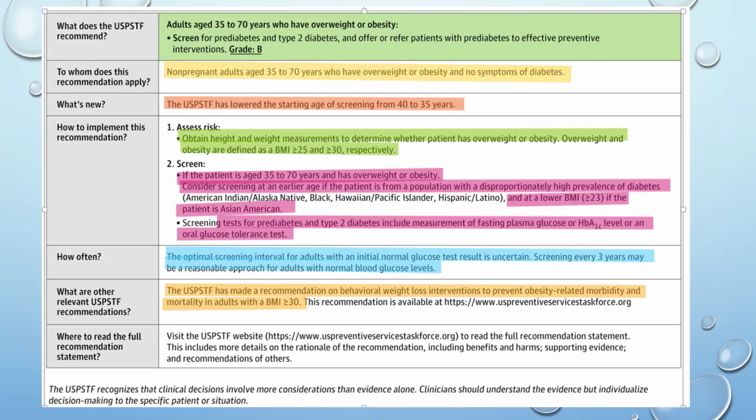The optimal screening interval for adults with an initial normal glucose test result is uncertain, so screening should be repeated every 3 years. So what are the other relevant recommendations? The USPSTF has made a recommendation on behavioral weight loss interventions to prevent obesity-related morbidity and mortality in adults with a BMI of greater than 30 kilogram per meter square.